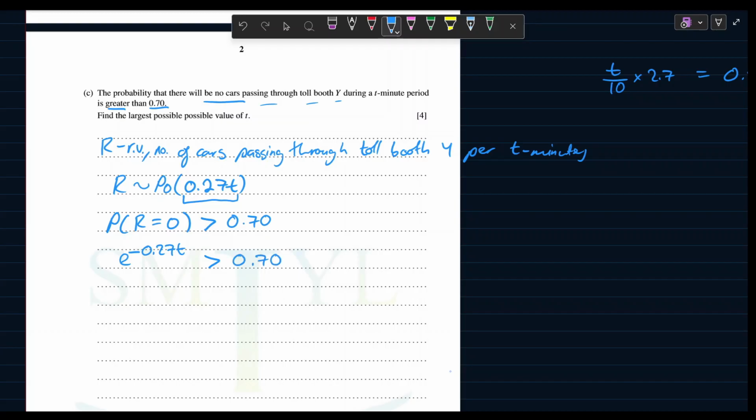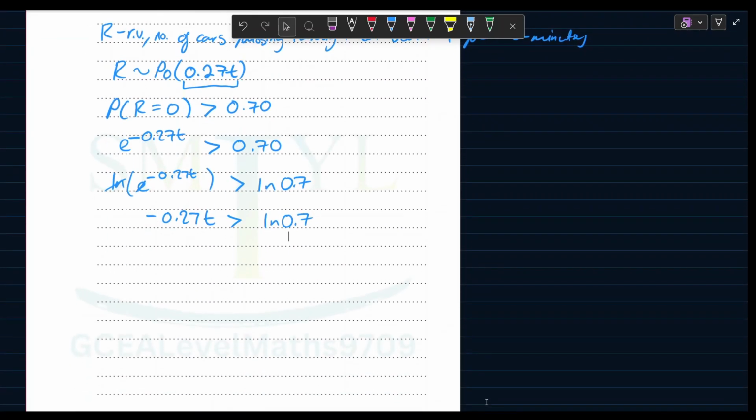So now we need to solve for t, so we can apply the natural logarithm on both sides. The e and the ln cancel out, and you've got negative 0.27t is greater than ln 0.7. And now we need to divide both sides by negative 0.27. Remember, if you divide by a negative sign, your inequality changes direction. So this is ln 0.7 divided by negative 0.27.